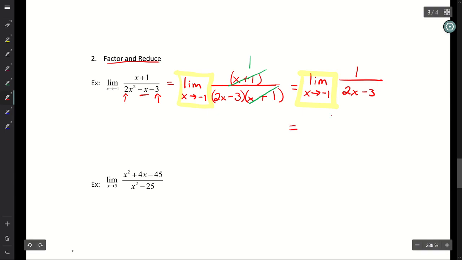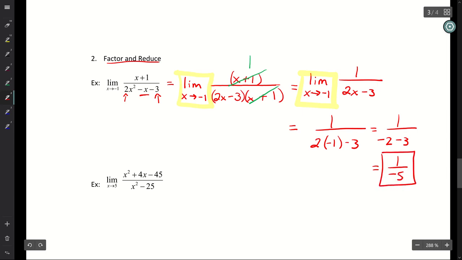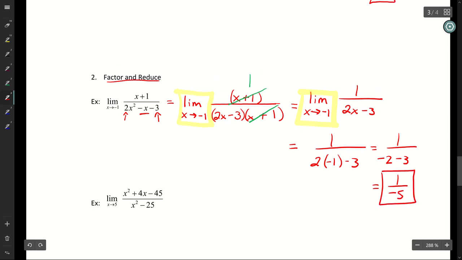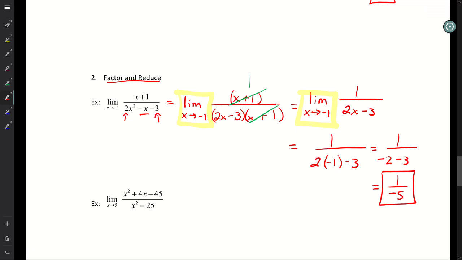So if I do that, the limit disappears. I have 1 over 2 times -1 minus 3. That looks good. So 1 over -2 minus 3. 1 over -5. Nothing bad happens. Okay, what happens is there, we basically got rid of the problem when we canceled out that x plus 1 factor, and then that left us something that we were able to evaluate.